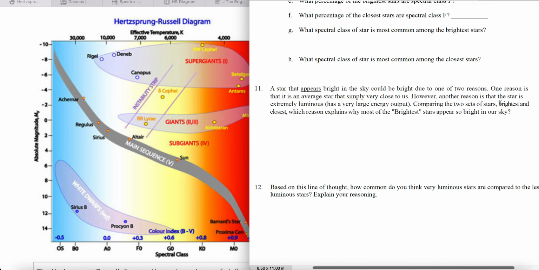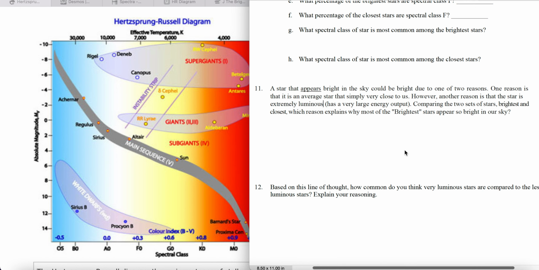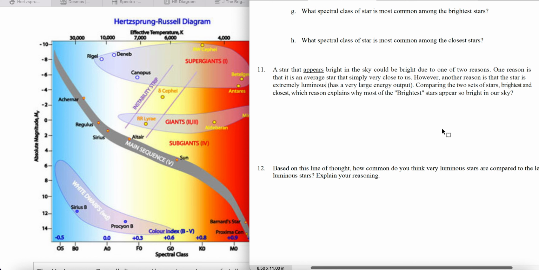All right, so another reason is that instead of just being one of our close neighbors, it could be so bright. It could be one of these supergiants or one of these super hot ones in the main sequence that is just pumping out so much energy that it doesn't matter that it's far away, okay? So that's the idea. Comparing the two sets of stars, brightest and closest, which reason explains why most of the brightest stars, those ones in the night sky, appear so bright?